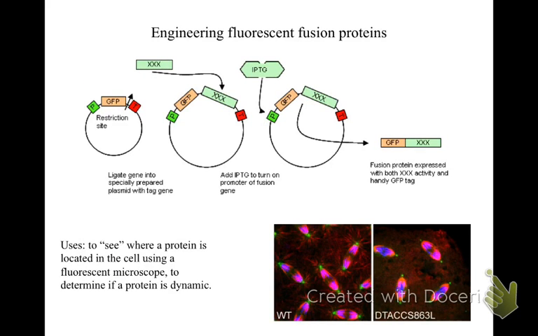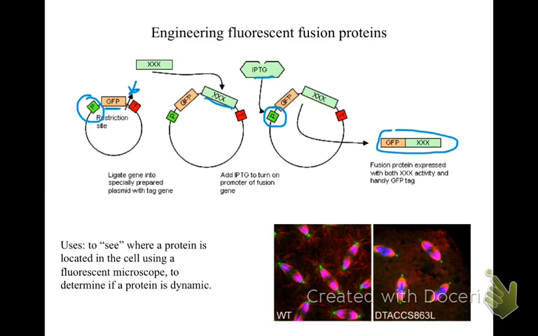Here's a cartoon showing you how you might engineer one of those fluorescent fusion proteins. Here's our starting plasmid. It's got GFP in it, it's got a promoter, and it's got a restriction site and a terminator. So we're going to put our favorite gene, XXX, in here. In this case, we're adding IPTG, so this must be the lac regulatory region, and we produce a fusion protein in which GFP is at the amino terminal end.